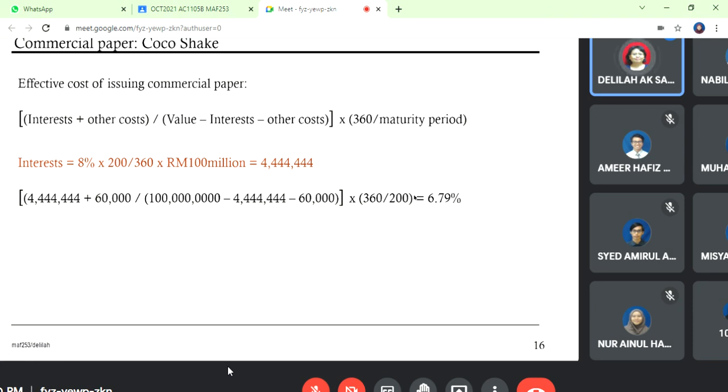And we divide this for the duration. Multiply it with 360 divided by 200. That's the duration of this borrowing. If I punch the figures correctly, the effective cost of this commercial paper is 6.79%. I hope I calculated correctly. So kalau salah nanti you cakap lah.